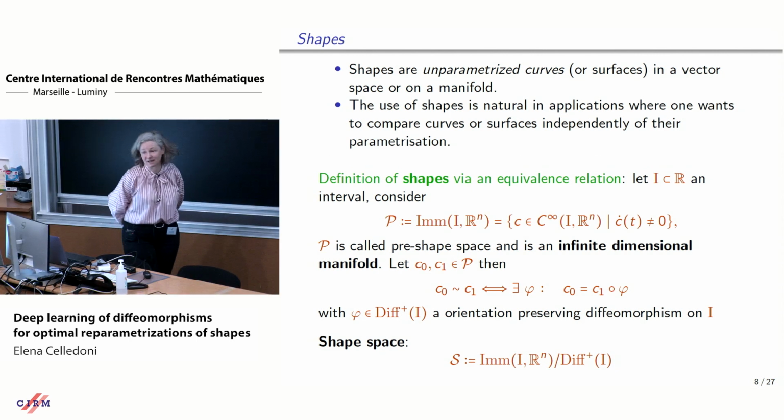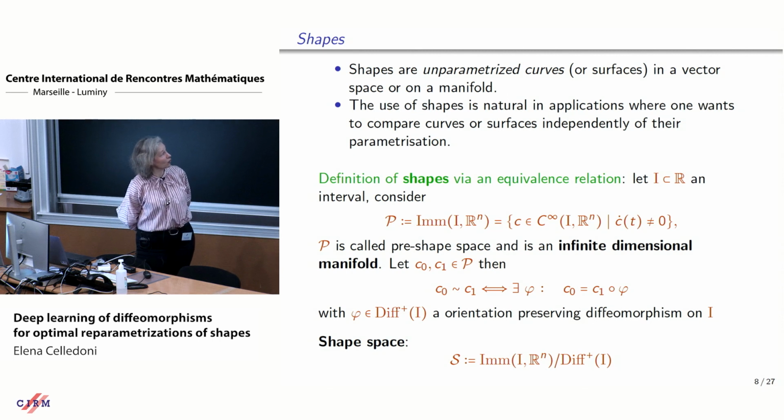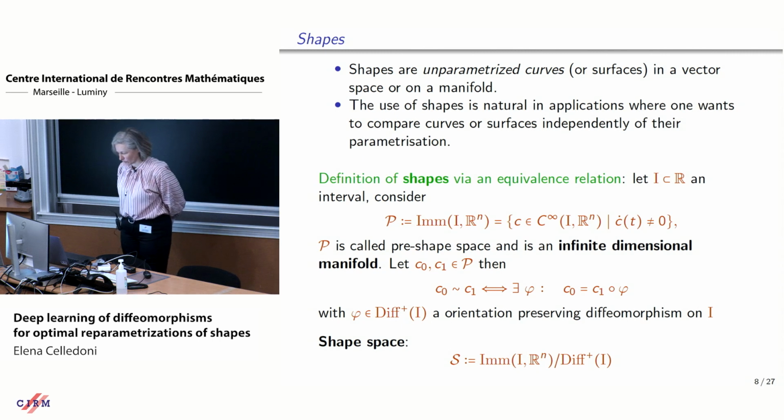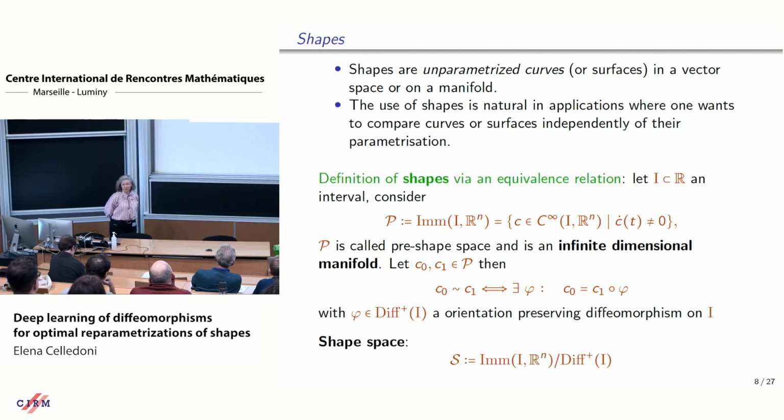So the shape space is simply the quotient space of the space P that I introduced before with the diffeomorphism group, with all the parametrizations, which are then a group. In particular, it is the group of orientation preserving diffeomorphisms. Again, an infinite dimensional manifold, an infinite dimensional Lie group. So we are dealing with infinite dimensional manifolds and infinite dimensional Lie groups.